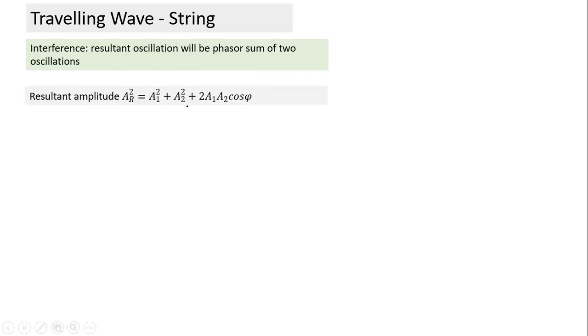How do you draw the phasor here? So the first oscillation is say A1. We'll draw the phasor for the first oscillation. And for the second, if the phase difference is phi, I'll draw this second phasor. How do we draw the phasor? The length of the arrow is equal to the amplitude. The angle between them is equal to the phase difference. And phase difference depends on the path difference.